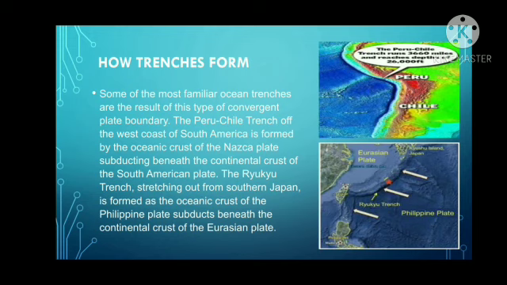The Ryukyu Trench, stretching out from southern Japan, is formed as the oceanic crust of the Philippine Plate subducts beneath the continental crust of the Eurasian Plate. So according to National Geographic, the Chile Trench off the west coast of South America is formed by the oceanic crust of the Nazca Plate subducting beneath the continental crust of the South American Plate in a subduction zone. Some of the molten material, the former seafloor, can rise through volcanoes located near this trench.